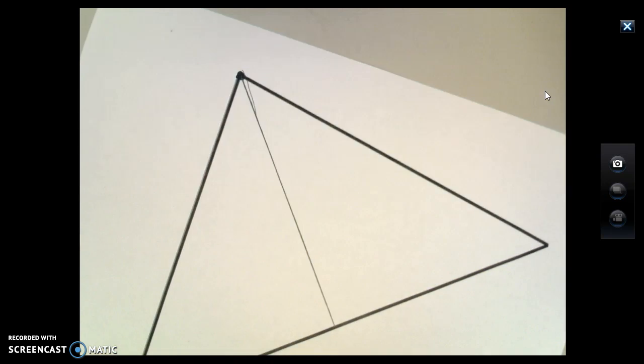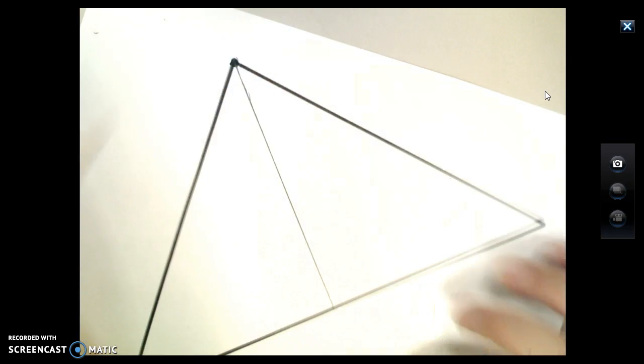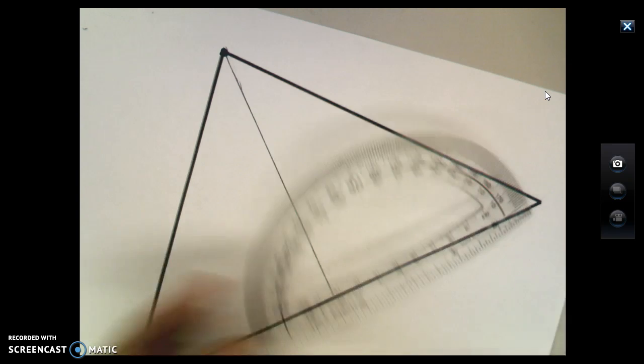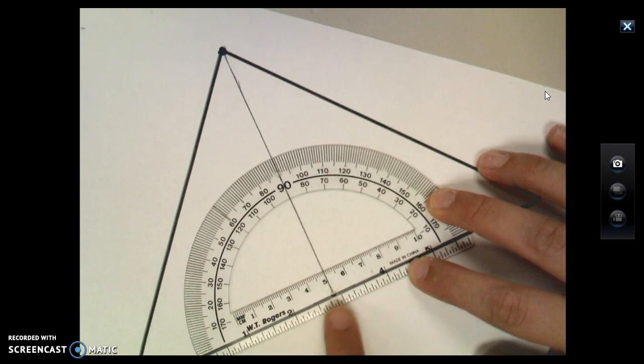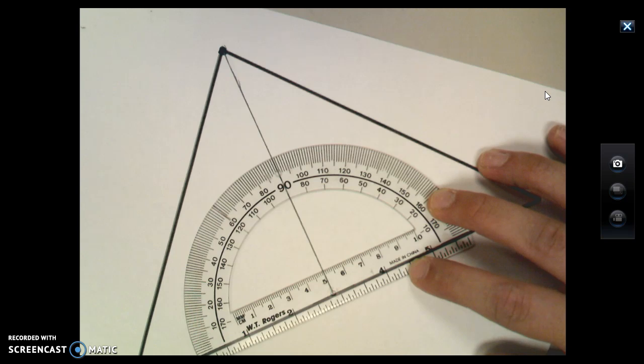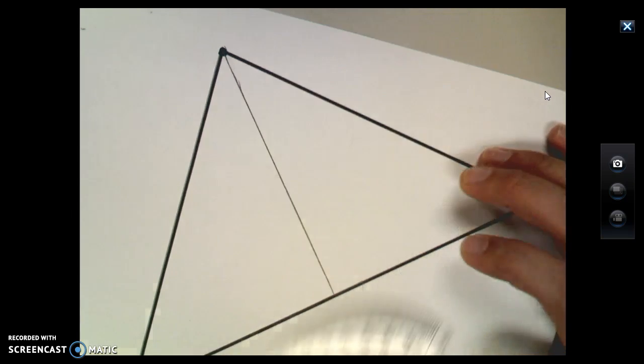A good way to check to see if your altitude is good, and I made a little bit of a markup here, is to take out the protractor that you've been using and verify that it makes that upside down T that the protractor was. If you don't know what I mean by that, go back to the perpendicular bisector video and you can verify. But you can see my line goes through 90, so that works as well. And you would do that with all the other sides.